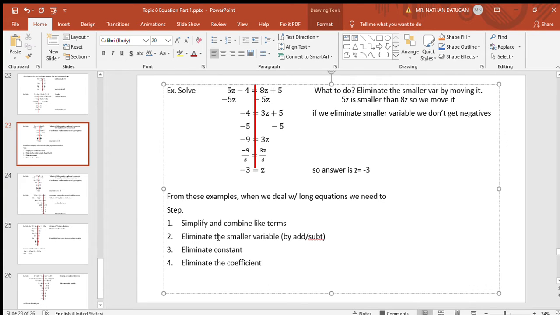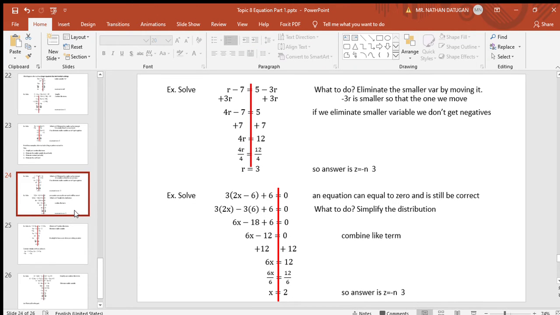And then once we eliminate the smaller variable, we want to eliminate the constants. How do we do that? Well, we add or subtract, and now once we've done so, we're going to eliminate the coefficients. Again, look at your work, topic 7 for coefficients. But now let's move on to the next example.